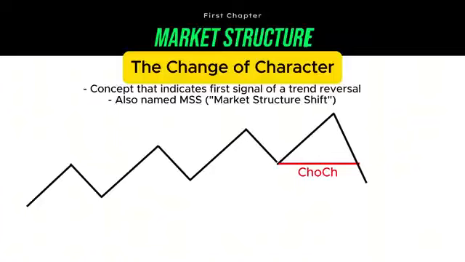But it is important to know that the change of character is only the first signal of a reversal. It is not a confirmation, because what can happen is price just breaking the low and then going straight to the upside, essentially continuing the uptrend.